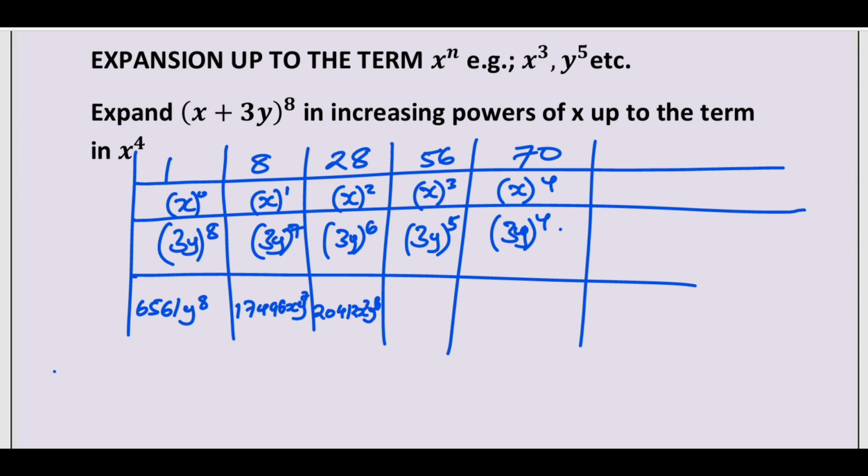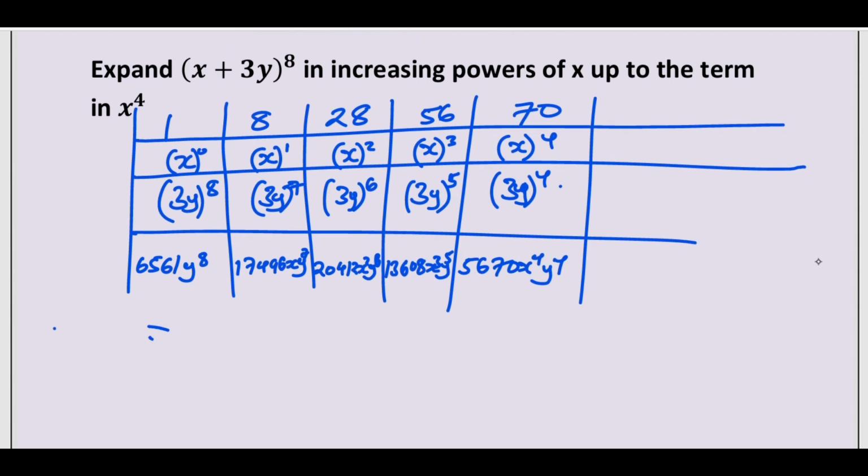And then we move to 3 raised power 5, which is 243. Multiply this by 56. You get 13,608, x cubed y power 5. Then finally 70. 3 raised to power 4 is 81, times 70 gives you 5670, x power 4 y power 4. So this becomes the correct expansion.